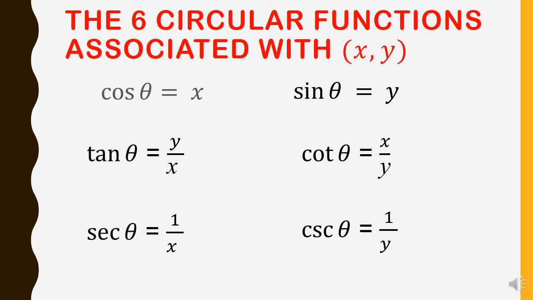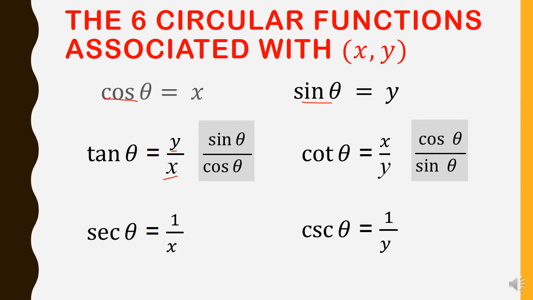Okay, let's start with tan theta. As you know, y is equal to sine theta, and x is equal to cosine theta. So that means numerator is sine theta, denominator is cosine theta. So tan theta is sine theta over cosine theta. Okay. And then for the cotangent theta, since this is just the reciprocal of this one, that means this should give us cosine theta over sine theta. Numerator this time is the cosine function.